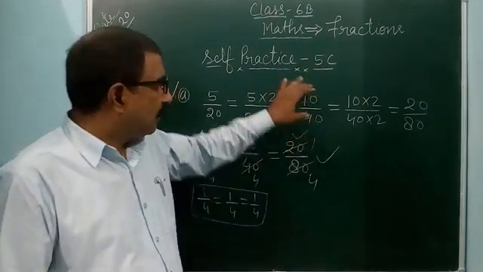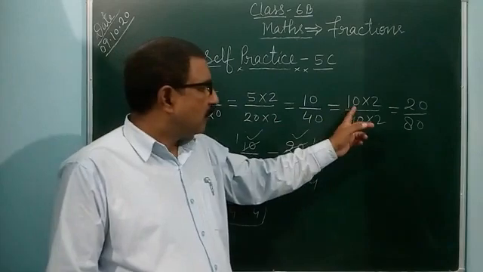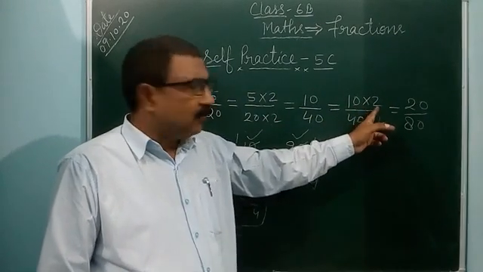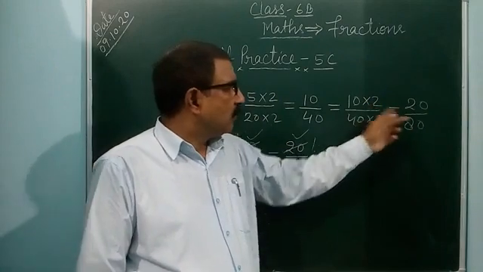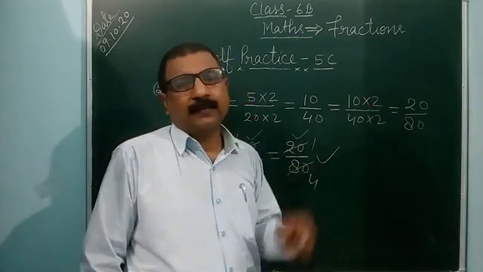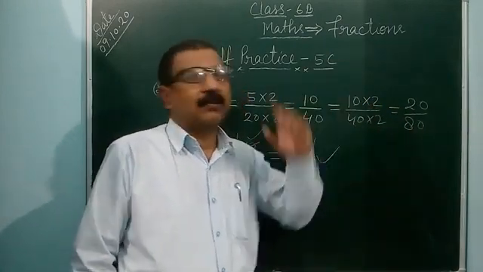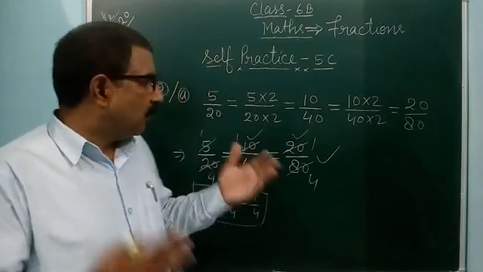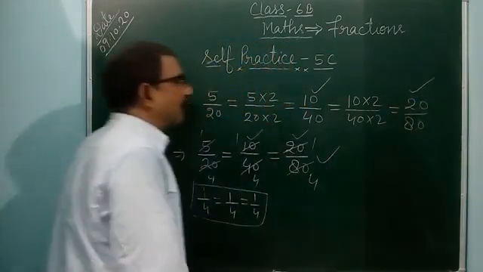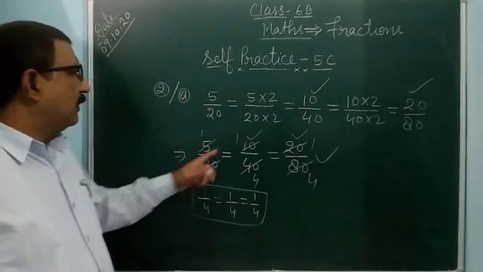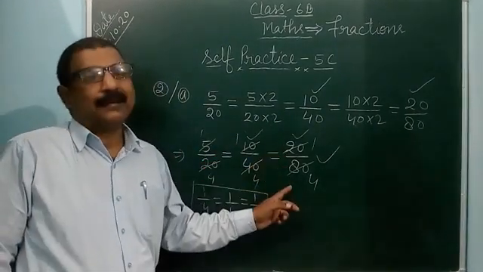Next, 10 by 40: you can multiply 10 by 2 and 40 by 2 again. You get 10 to 20 and 40 to 80, so 20 by 80. In this way you have the first and second equivalent fractions of 5 by 20: 10 by 40 and 20 by 80.